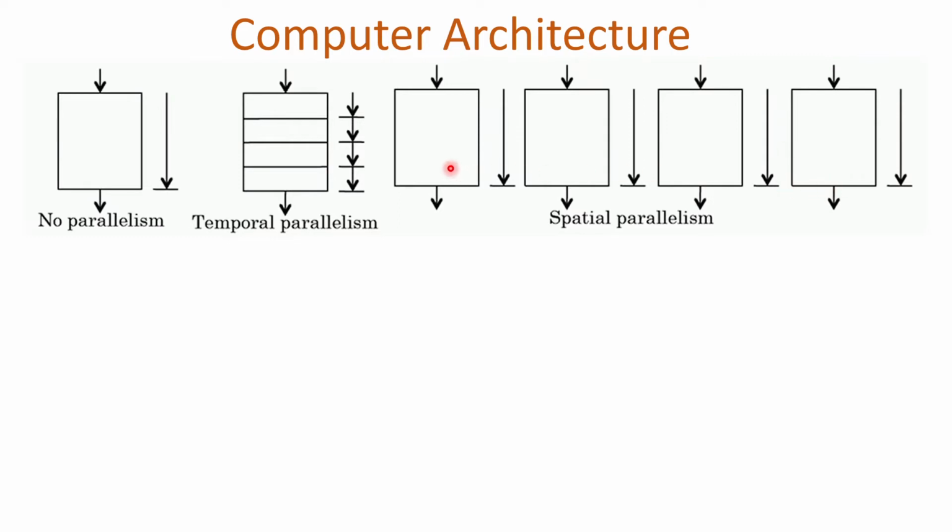But since they are replicated more than once, for example 4 times here, that means at a time 4 instructions can run in these 4 different stages. So this is what we call spatial parallelism. Obviously, with respect to time, we are not dividing a particular hardware into n number of stages, but we are trying to run more than one instruction at a time.